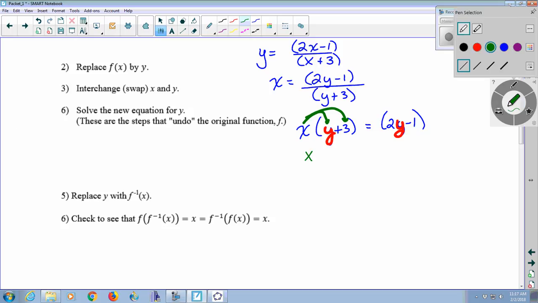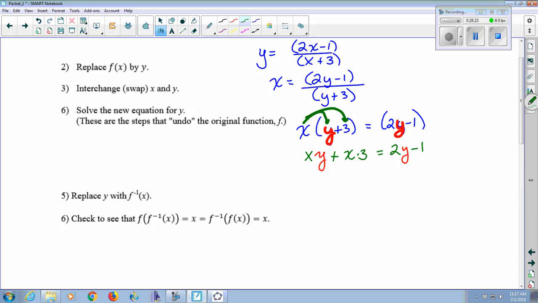You get x times y plus x times 3. And on your right-hand side, you can drop those parentheses and you won't get into any trouble. 2y minus 1. Okay. So you have two terms on the left-hand side and two terms on the right-hand side.